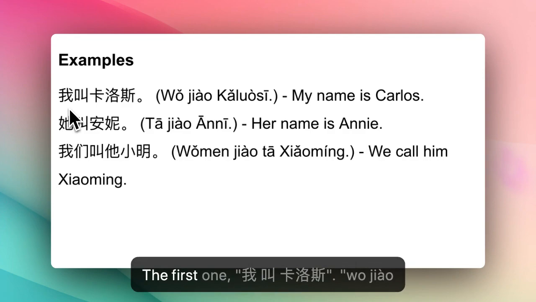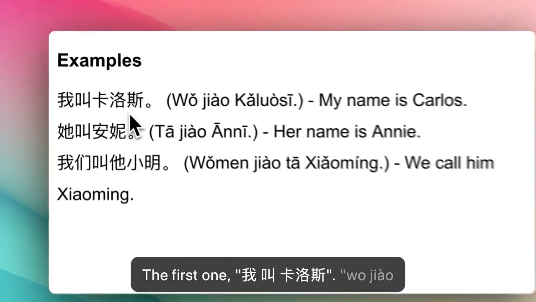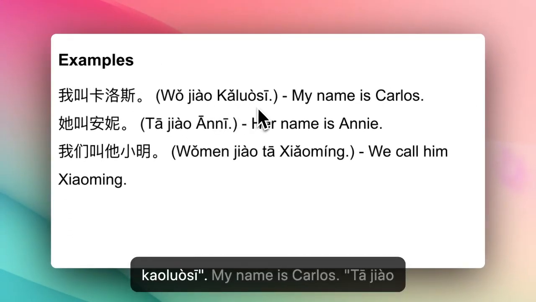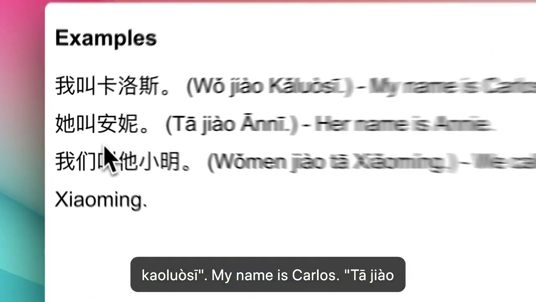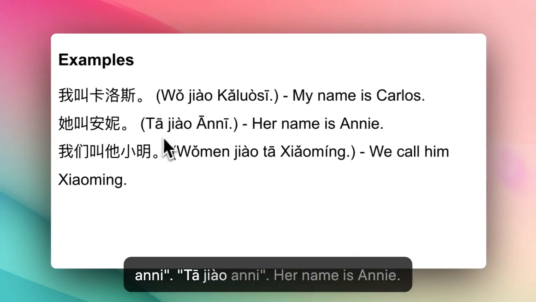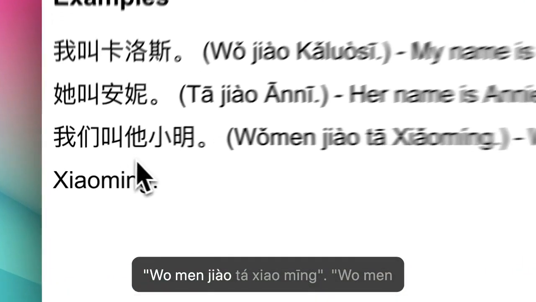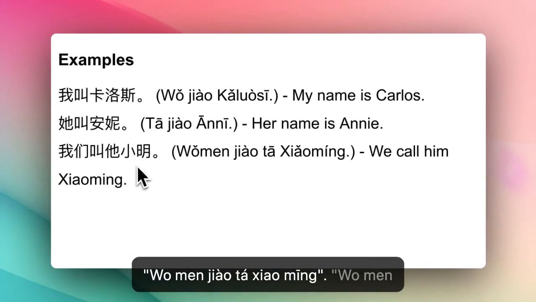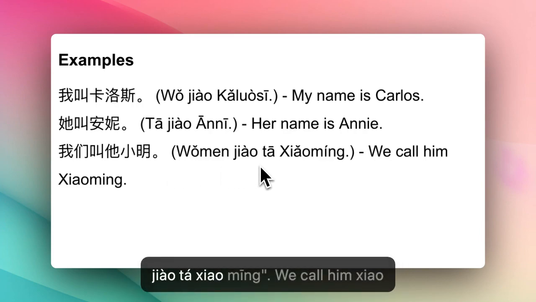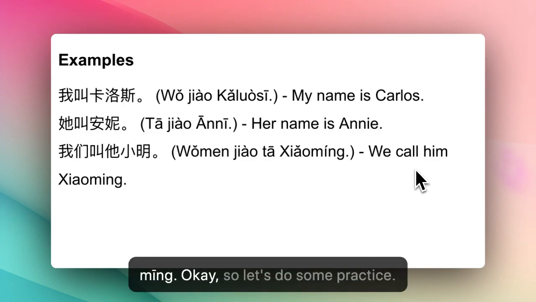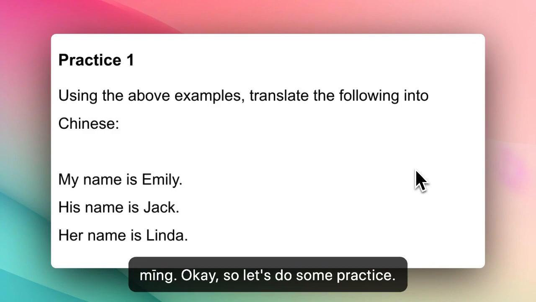The first one, 我叫卡洛斯。My name is Carlos. 她叫安妮。Her name is Anne. 我们叫她小明。We call him 小明。Okay, so let's do some practice.